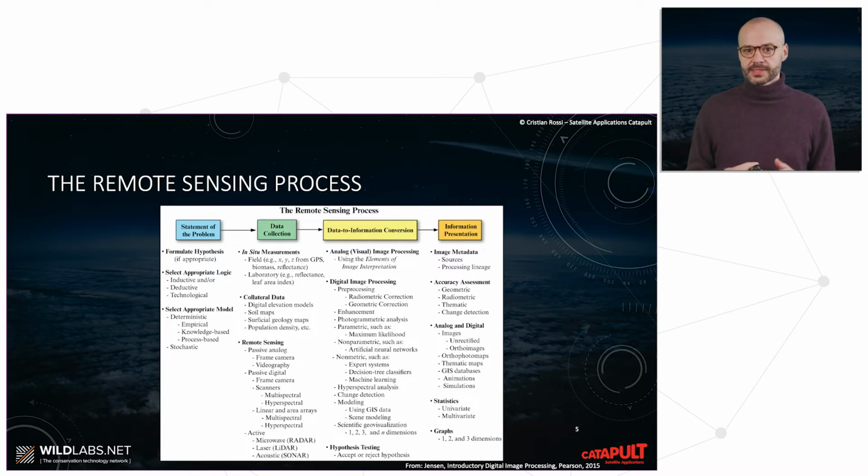The final part is the information presentation. Once we have our product, we need to present it to stakeholders or to researchers, to whoever this study is for. Within this part, we often also carry out an accuracy assessment of our results, alongside a proper presentation of the results. Those four parts of the remote sensing process are very common, and we will see them throughout this series.